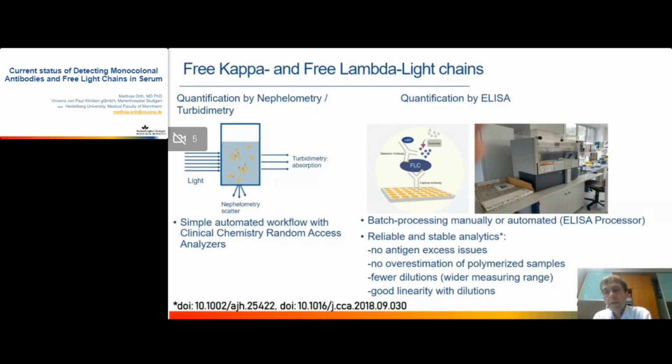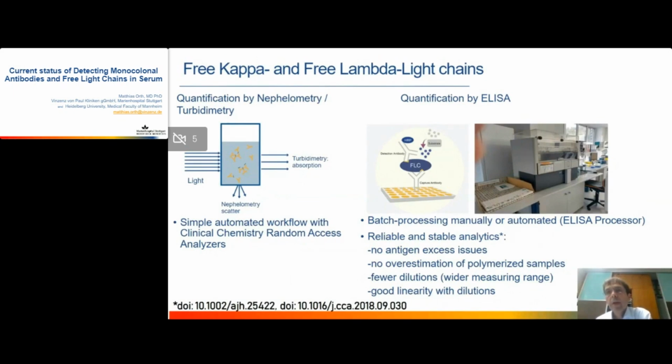It also can be automated, and there are a few advantages such as no antigen excess issues. There's not such an overestimation of polymerized samples as in turbidimetry and nephelometry assays. We need fewer dilutions, I will come to this later on, and there is good linearity with the dilutions. The challenge is in particular with the kind of proteins.